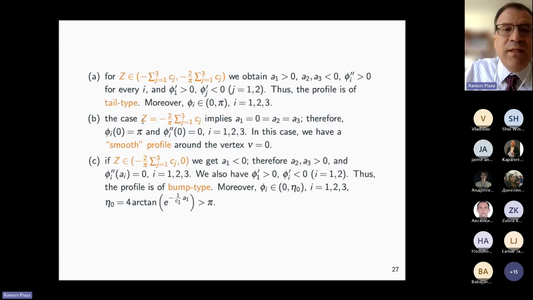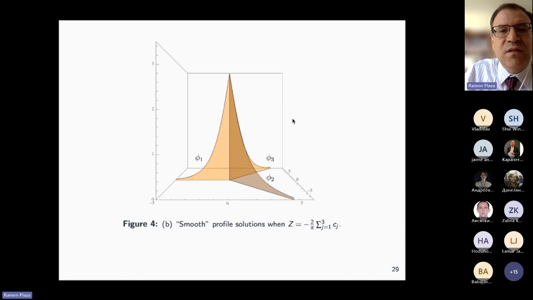Case B, in the case when Z is exactly minus 2 over pi, the other boundary value, this implies that the A's have to be 0, the three of them. And in that case, we call it a smooth profile. It's not actually smooth, but the derivatives coincide at the vertex. So this is of this type.